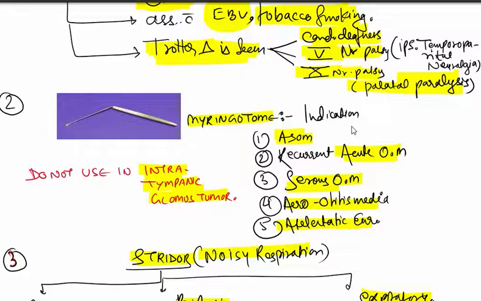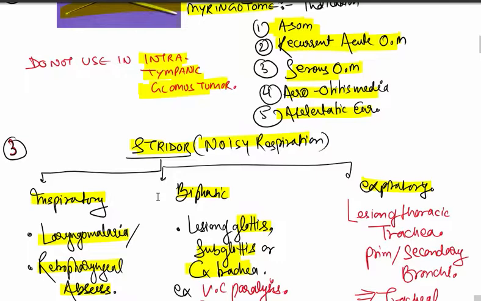Okay, next one. This instrument is a myringotome, and it is indicated in ASOM, recurrent acute OM, serous otitis media, aero-otitis media, and atelectatic ear. It is not utilized in glomus tumor, because glomus tumor is highly vascular and manipulating it can cause a lot of bleeding.